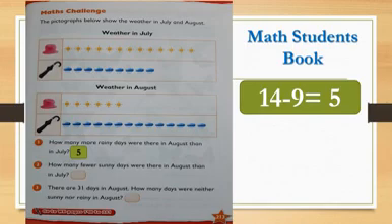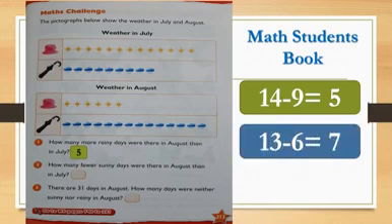So to know the answer, we're going to subtract the sunny days in August from July. So we have 13 sunny days in July minus 6 sunny days in August, which is 13 minus 6, equal to 7. So there are 7 fewer sunny days in August than in July.